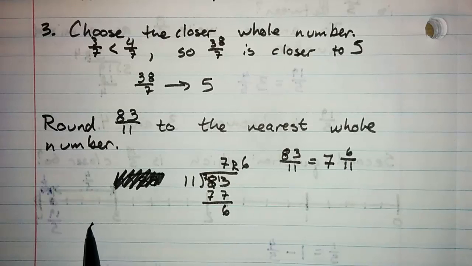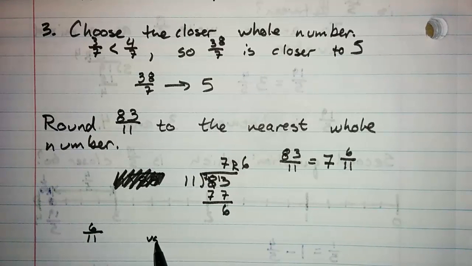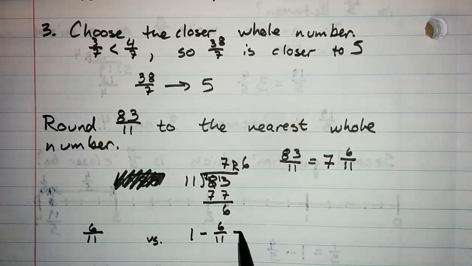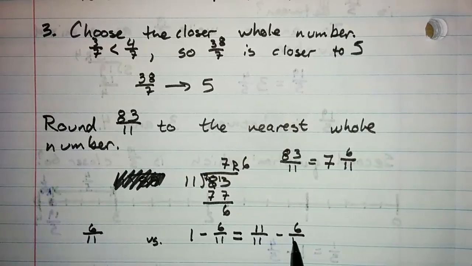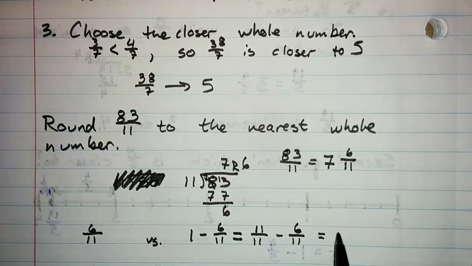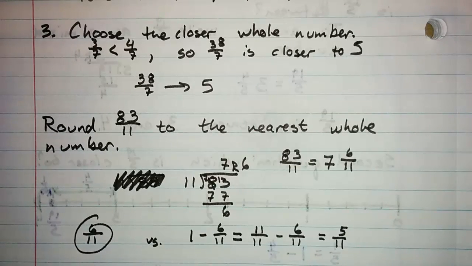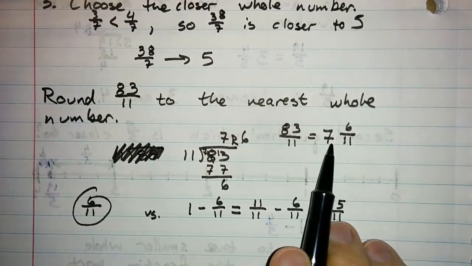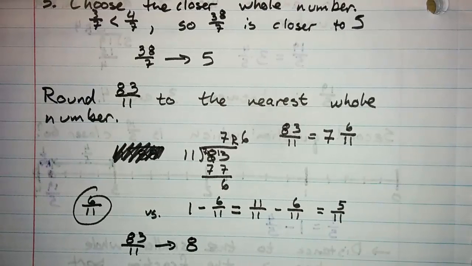My fraction part is 6/11ths. I'll compare that to 1 minus 6/11ths, which is 11/11ths minus 6/11ths, which is 5/11. 6/11ths is bigger, so 83/11ths is closer to 8 than to 7, and so we round it to 8.